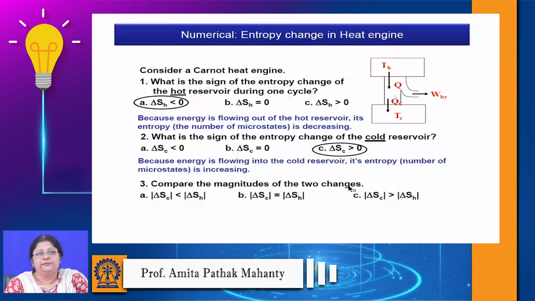Understood? Eventually it's a Carnot cycle, a reversible cycle, it has to come to zero. So magnitude wise they should be equal and opposite. But we are talking about magnitude, we are not talking about sign. The values should be equal, right? Yes, ma'am. Okay.